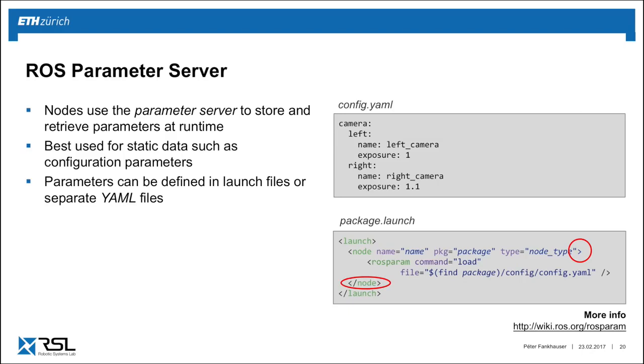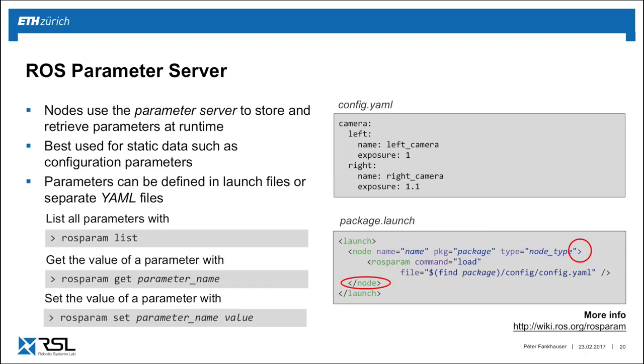Importantly, you see now, last time we would have here self-closing tags. Now I want to load this parameter file under the namespace of my node. Hence, I have to put this rosparam command within the tag of the node. So I have here this simple symbol and then close down the tag here.